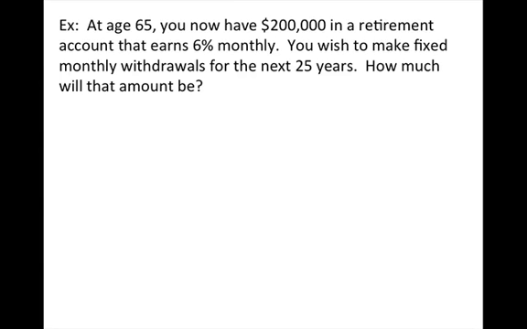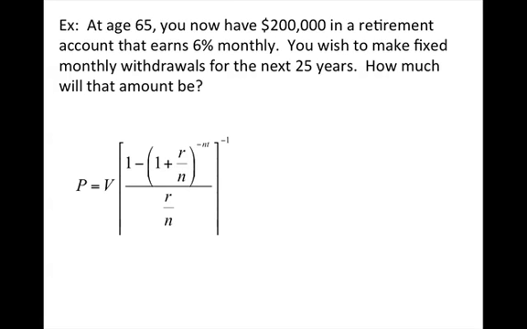So the first thing you have to decide when you're looking at these problems is: is that $200,000 an amount that you're saving up for in the future, or is it an amount that you have right now? Well, this time it says you now have $200,000, so that's a present value. And I'm looking for the withdrawal amount, so I want P equals V. That's the formula that I want to use.